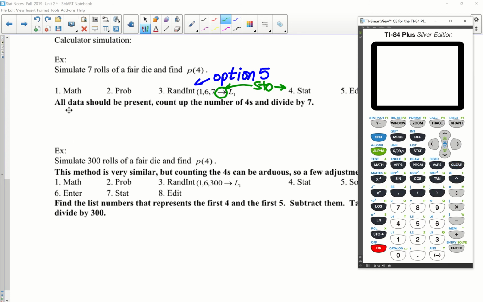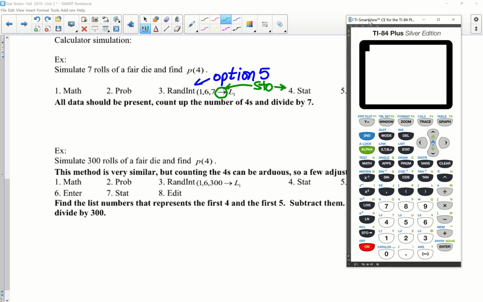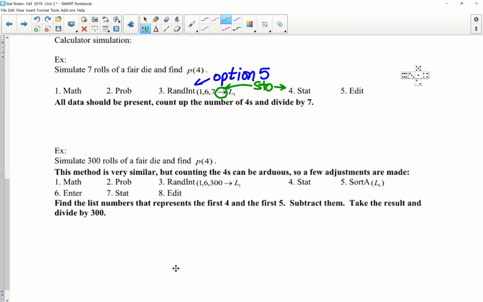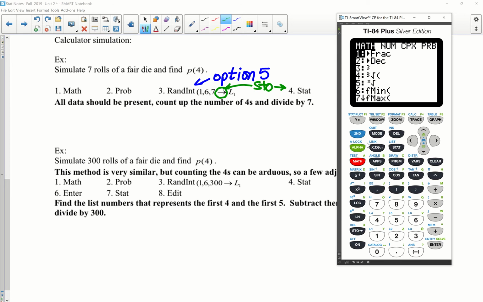So, well, I want to run a simulation. We're going to do math. So math is right here under alpha. We're going to go over to probability. All right, so that's already the first weird step. Yeah, there's just the math key, brings you right here.